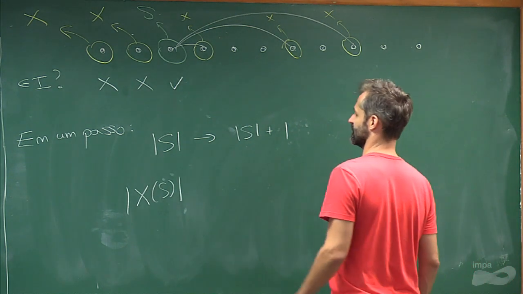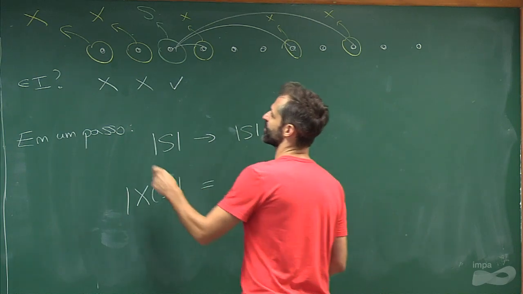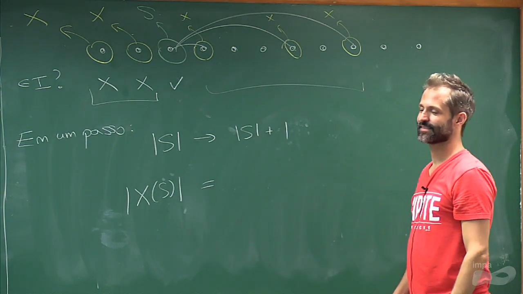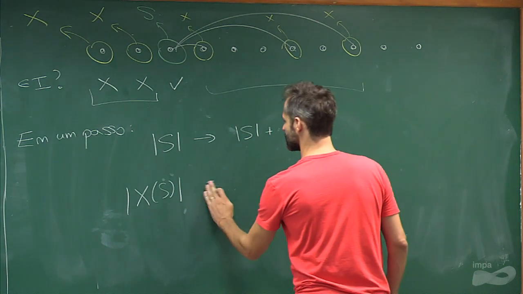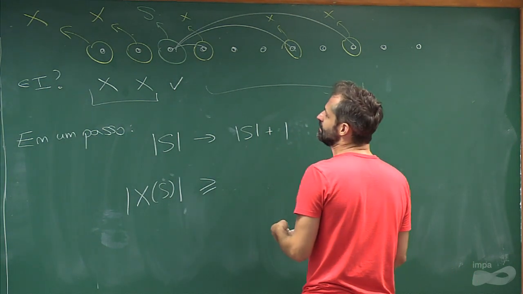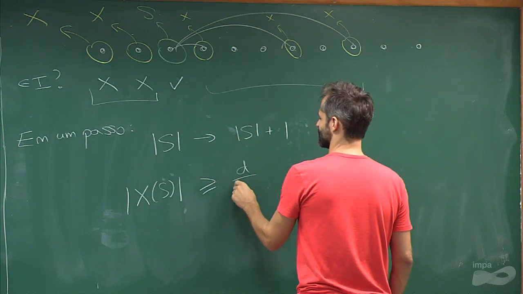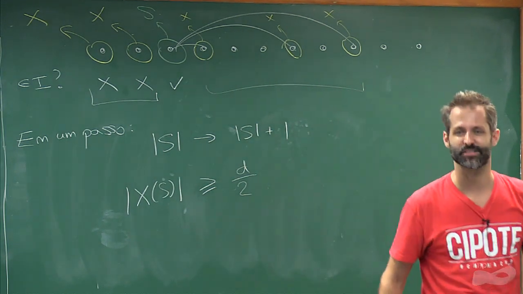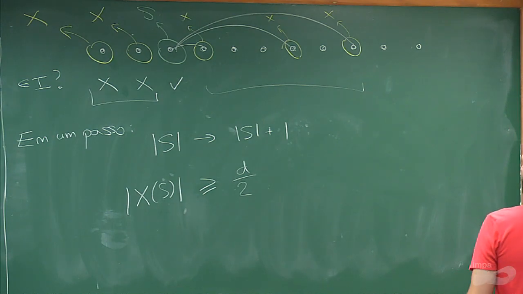So how many things do we throw into x of s? Well, it's the number of things to the left and the number of things to the right. So I claim that one of those is at least d over 2, maybe? Or I should put 4 or something. Anyway, I'll put 2 for now. See if it works. So why is that true?